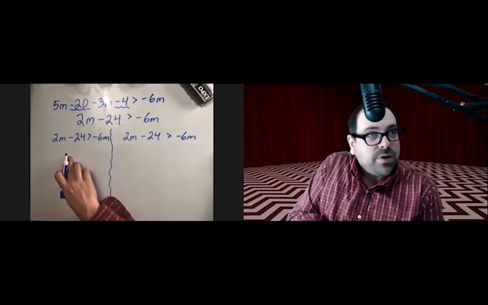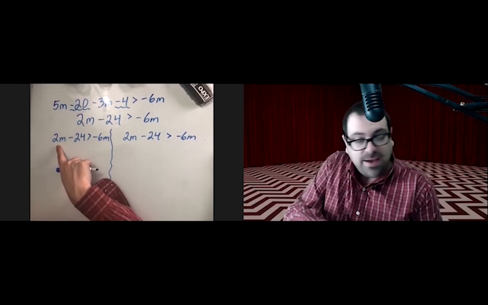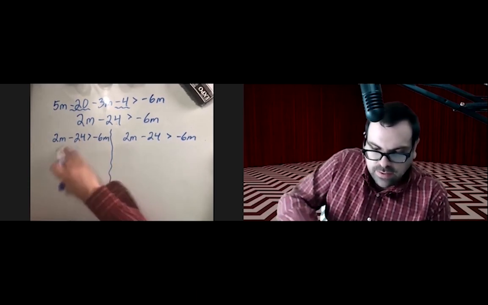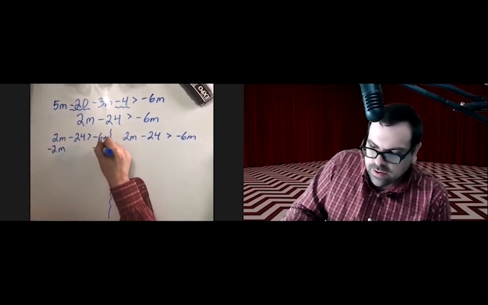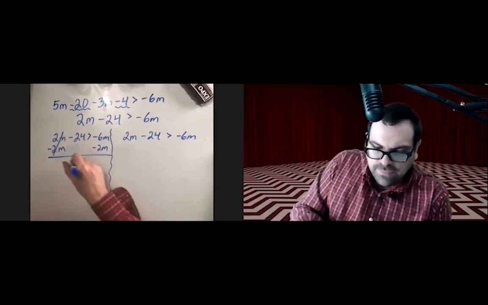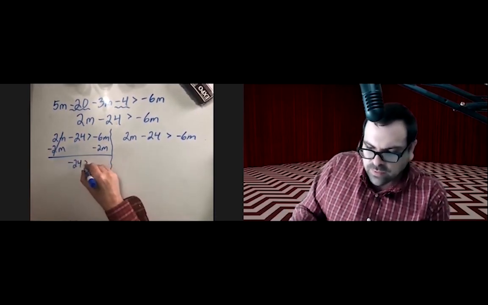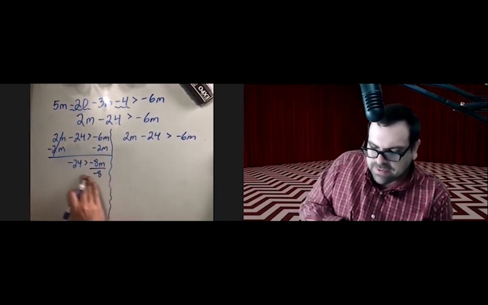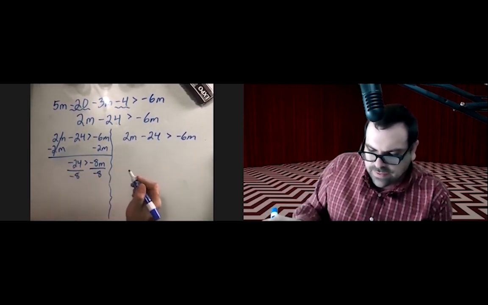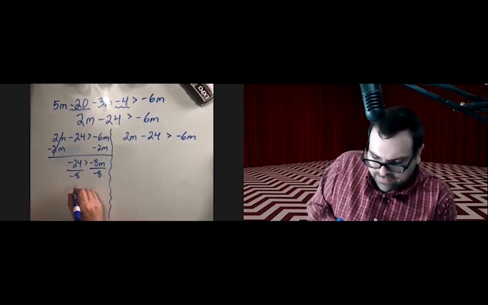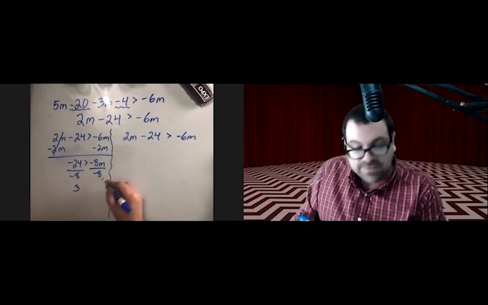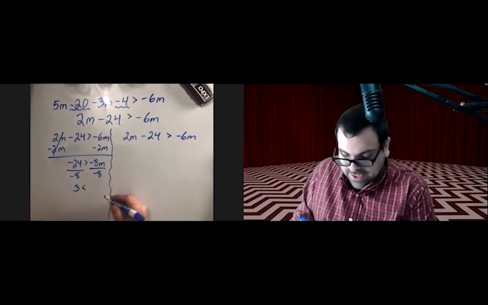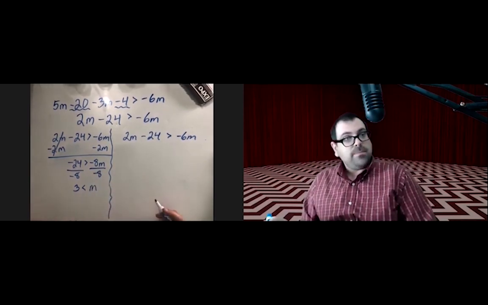First, I'm going to do it like we did the last problem. Since I can get this all done in one step by subtracting the m's to the right, I'll go ahead and do that. If I subtract 2m from both sides, negative 24 would be greater than negative 8m. And then I would divide both sides by negative 8. Negative divided by negative is positive 3. But since I did divide both sides by a negative, the inequality sign gets flipped from a greater than to a less than. We get 3 is less than m.